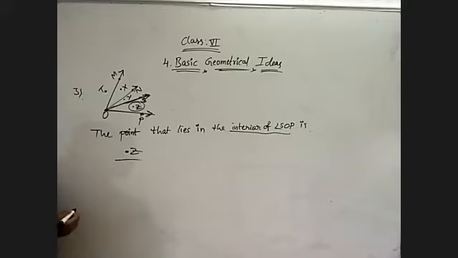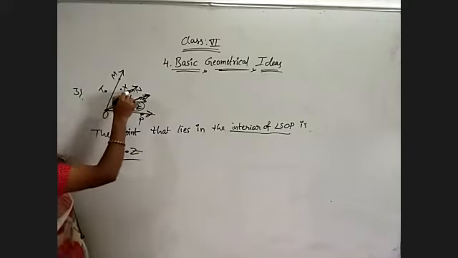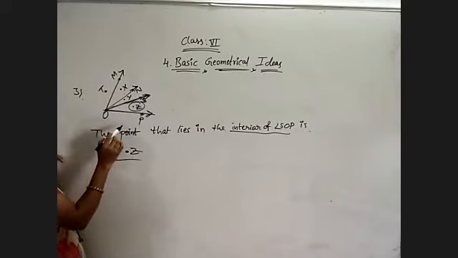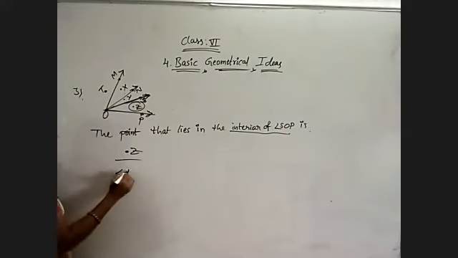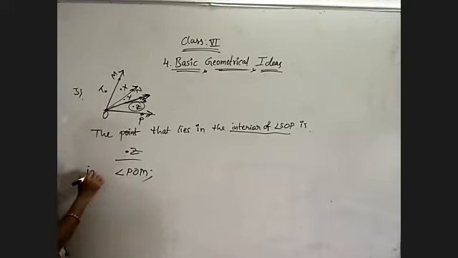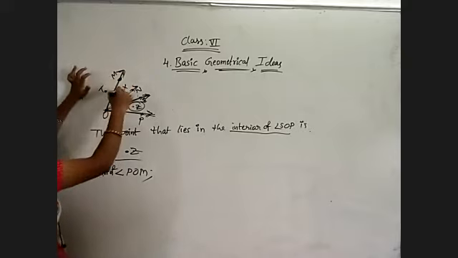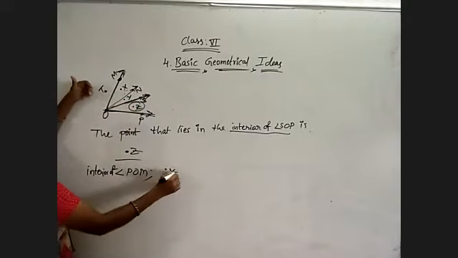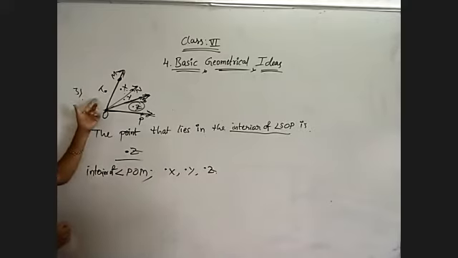That's all. Suppose I ask for the point that lies in the interior of angle SON. Which point is that? Point N. And for NOM it is X. And suppose my question is the points which are in the interior of angle POM. POM means this complete portion will come, which means everything is inside POM only. That is X, Y, Z. 3 points are inside POM. That's all. And the exterior point is T.